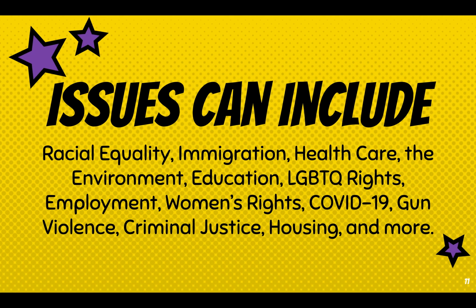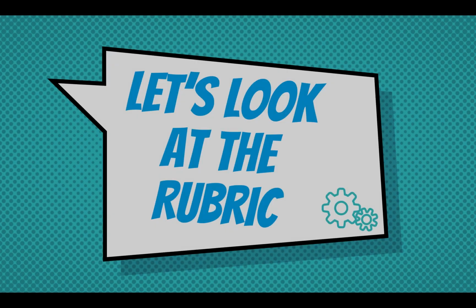So some issues that you can research to find out what candidate you support the most before you ask people to vote for that candidate. You could look up racial equality, immigration, healthcare, the environment, education, LGBTQ rights, employment, women's rights, COVID-19, gun violence, criminal justice, housing, and any other ones that you find very important.